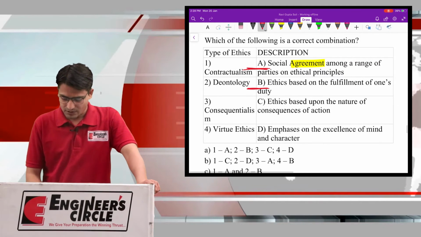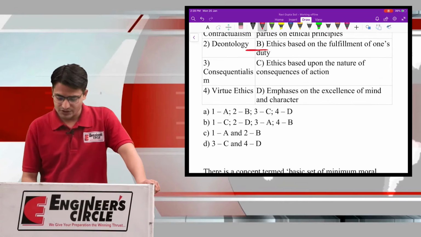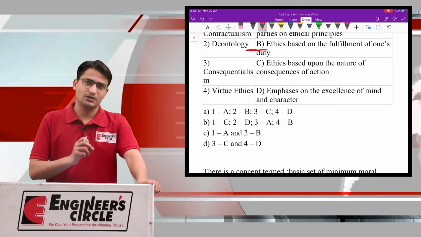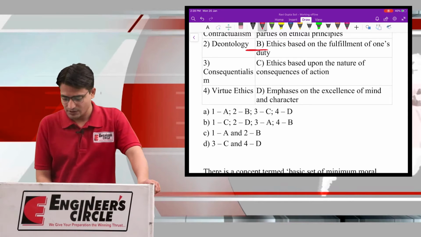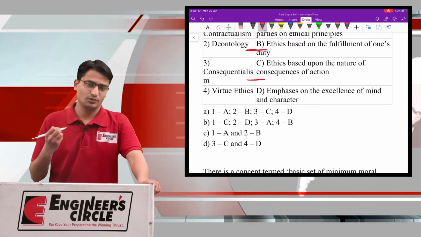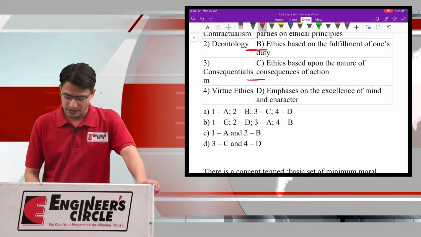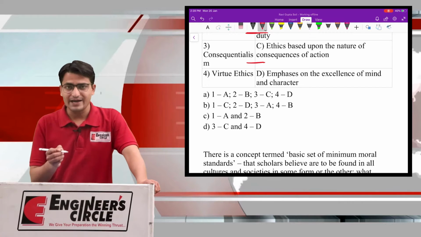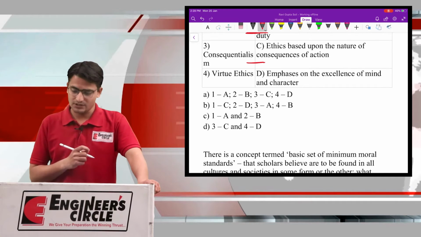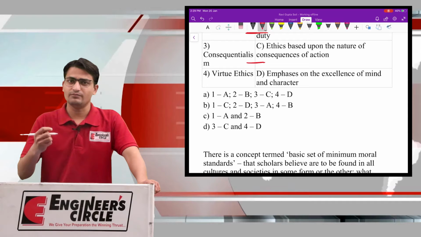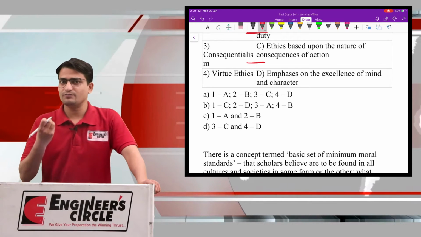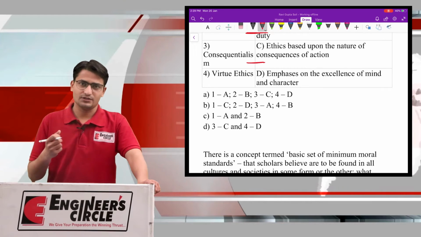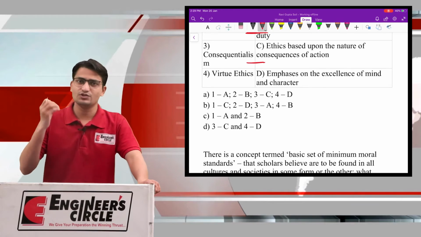C is ethics based upon the nature of consequences of action, on the final outcomes. So this is nothing but what is told by the consequentialism approach. So for 3 it is C. And D is emphasis on the excellence of mind and character of the person. Mind and character, obviously mind and character of the person. The motives of the person, the mind of the person, the reason of the person, the character of the person. This is what is told by virtue ethics.